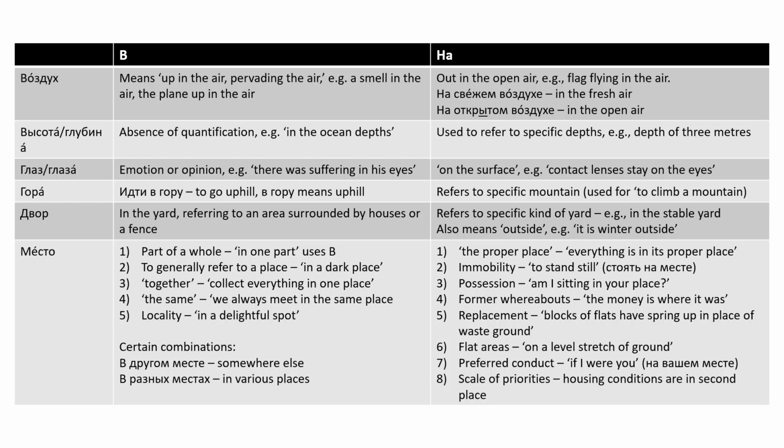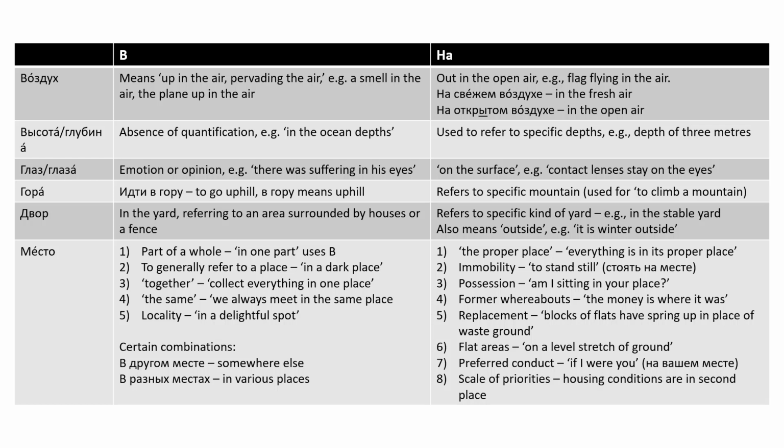So воздух means air. And if you say в воздухе, it means up in the air or pervading the air, such as a smell or a plane, or if there was pollen or any chemical elements. Anything in the air, surrounded by the air, is в. With на, it has more the meaning of something being put out in the air. So for example, if you're drying something in the air, drying your laundry in the air, or flying a flag in the air, then you would say на воздухе.